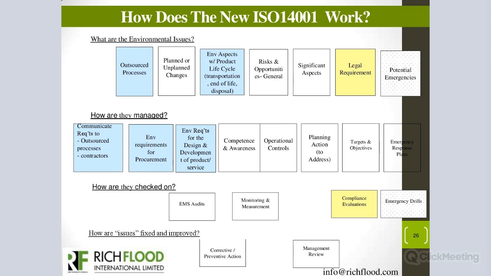And if you want to also manage, you check the operational control, you check the management action to address the issues, check the targets and objectives of the organization, and then check the organization's emergency response plan. And how can they be checked on? You can simply check on each organization's emergency action plan or their capability in managing the environmental aspects of their organization by conducting environmental management system audits, monitoring measurements, compliance evaluation, and emergency drills.